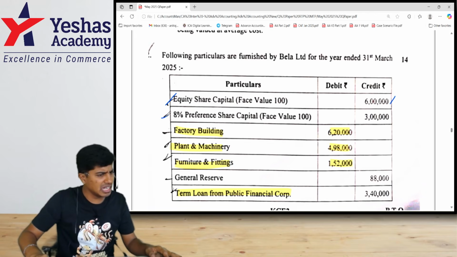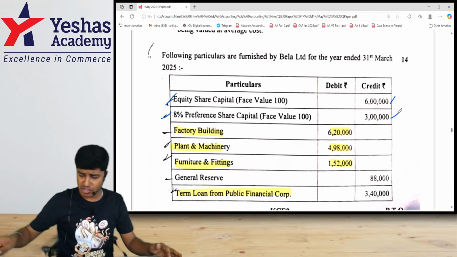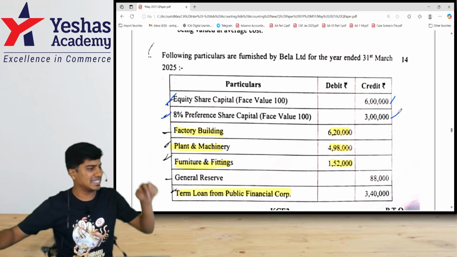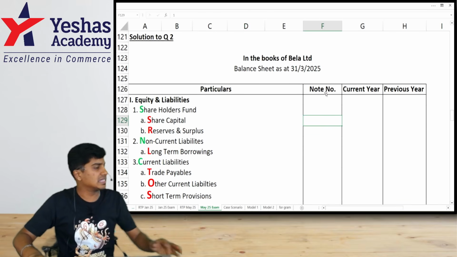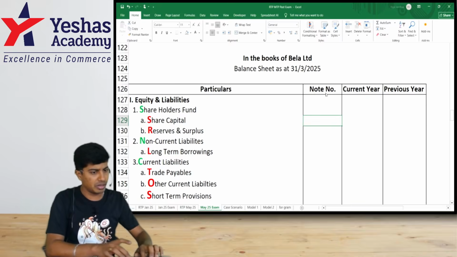They have not given us any information about authorized capital. I'll assume this 6 lakh and 3 lakh itself is my authorized capital. Otherwise, you can choose to write authorized capital as XXX, imaginary figure, or you can write the same numbers also. This is my answer in the books of Bella Limited, balance sheet as on 31st of March 2025.